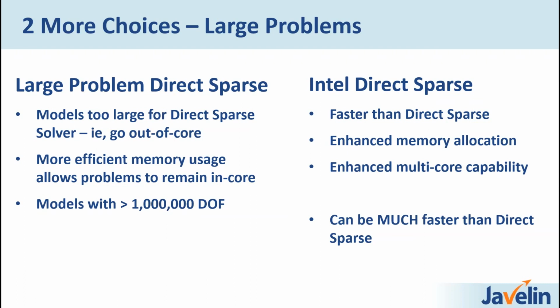It can still go out of core. If that happens, you may need to switch to the large problem direct sparse solver, but for most cases, this can be anywhere from 10% to 40 or 50% faster than the old direct sparse solver. So try that out, guys, and it should help.